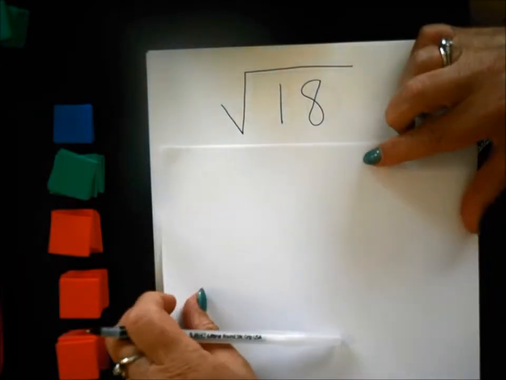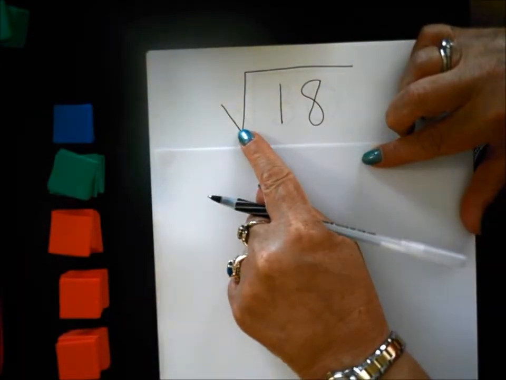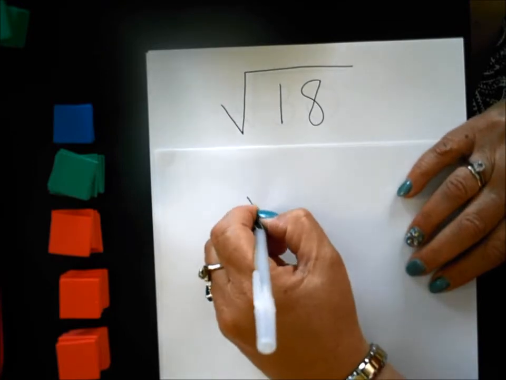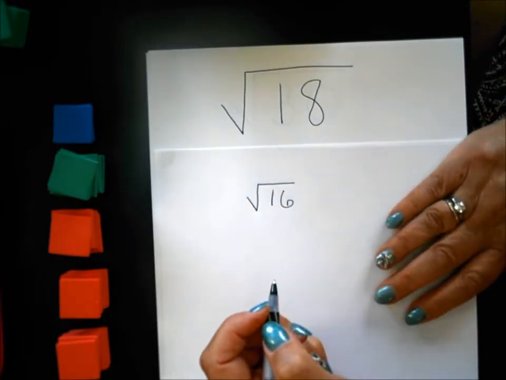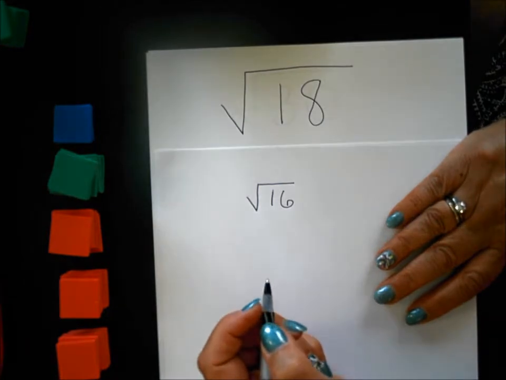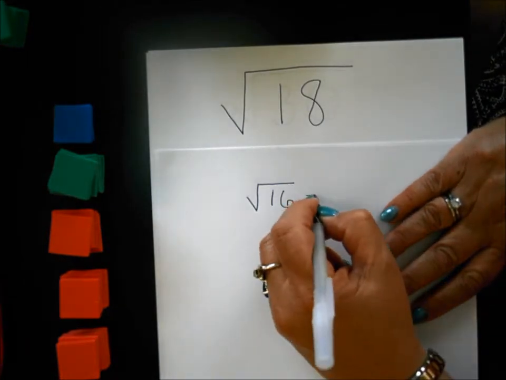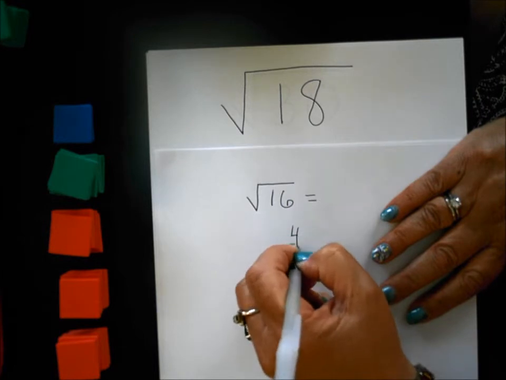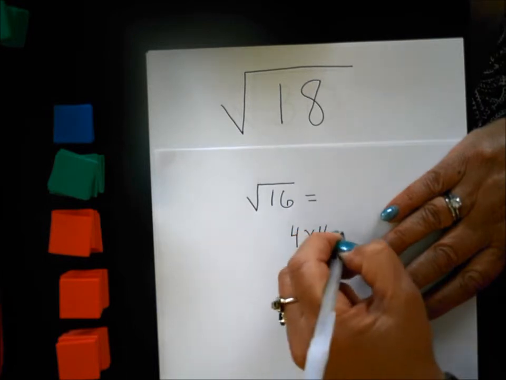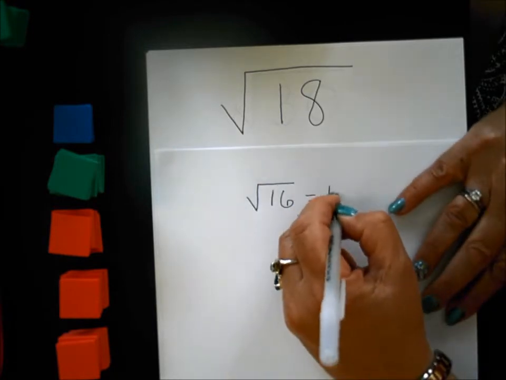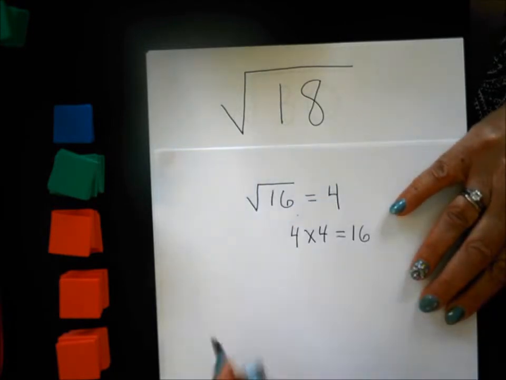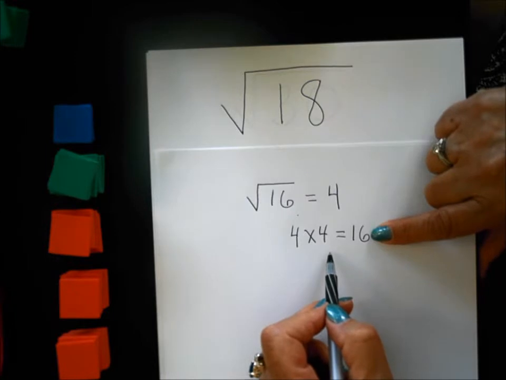A square root uses a radical sign like this. And if we want to find the square root of 16, we want to know what number we can multiply to itself to get exactly that amount. Well, I know that 4 times 4 is equal to 16, so the square root of 16 is 4. This is called a perfect square.